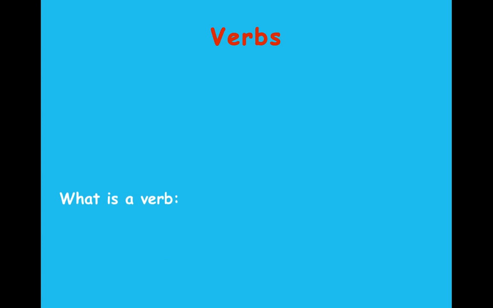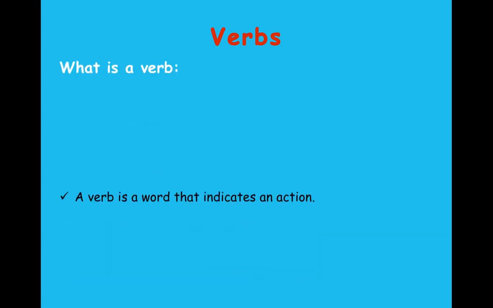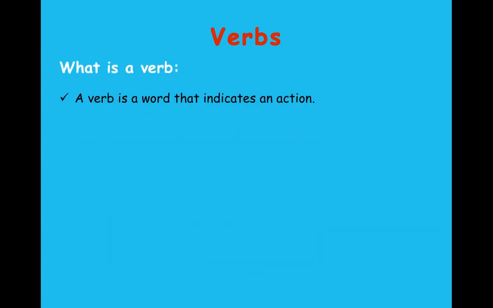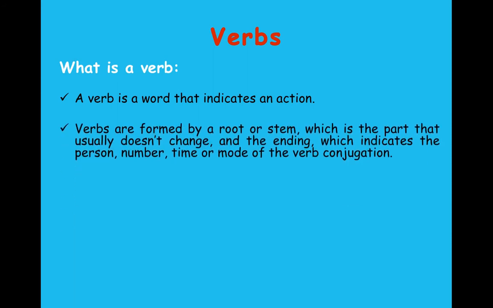¿Qué es un verbo? What's a verb? Un verbo es una palabra de acción. It's an action word. The verbs are formed by a root or stem, which is the part that usually doesn't change, and then the ending, which indicates the person, the number, the time, or mode of the conjugation. The ending will tell us who's doing the action. And it also will eventually tell us, as you learn more, if it's a present tense action, past, or future.